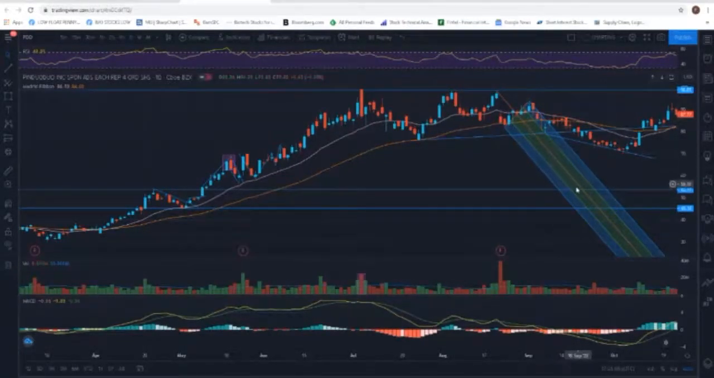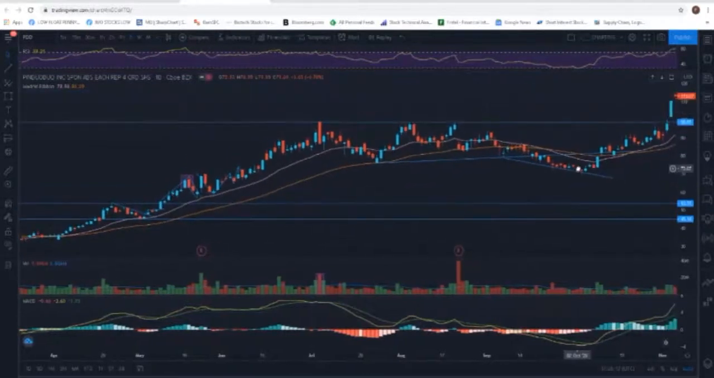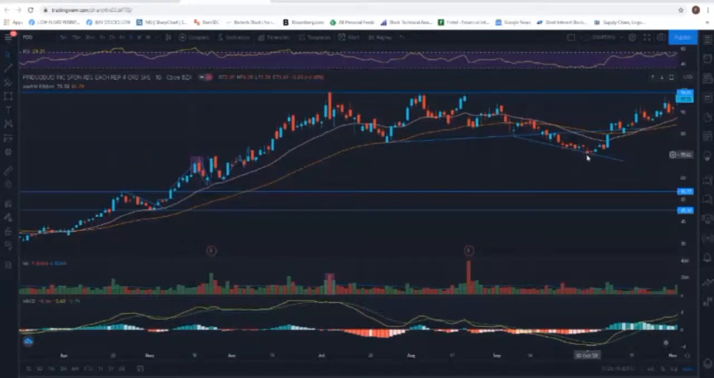Look, this red area, it should have been retested. I don't trust this anymore, so what do we do? Take it out. New area. Watch the stock right here. And we got a big bounce here. We got a big bounce on volume right here.